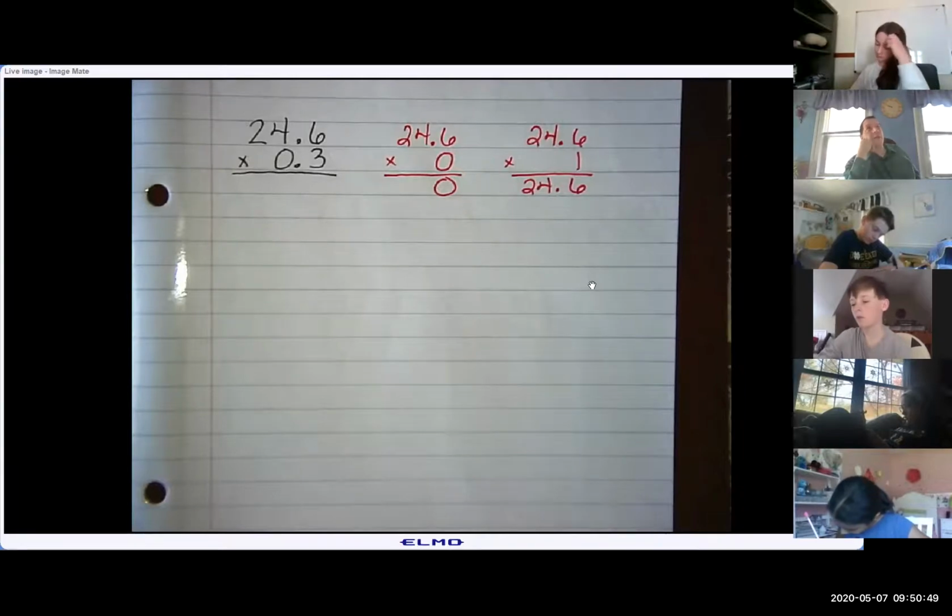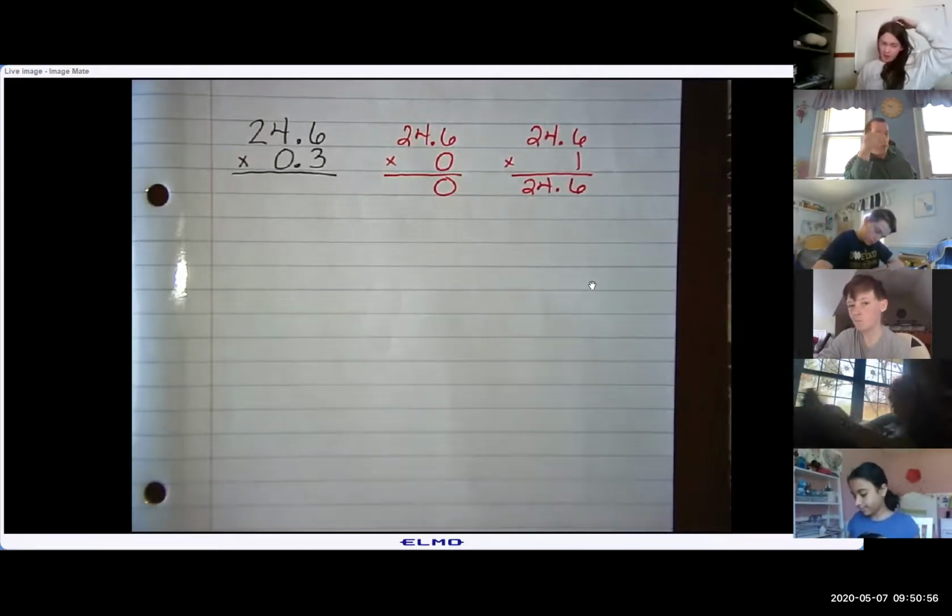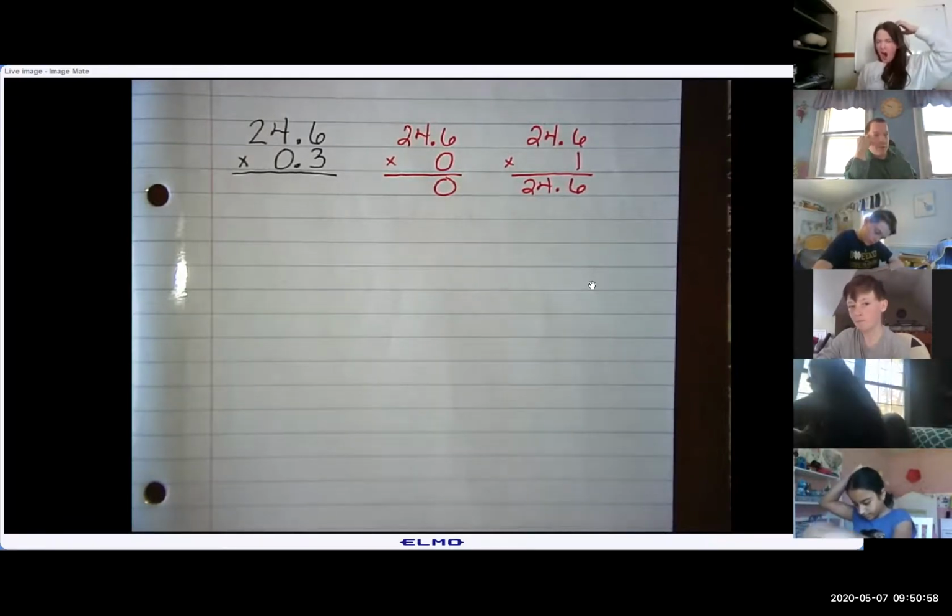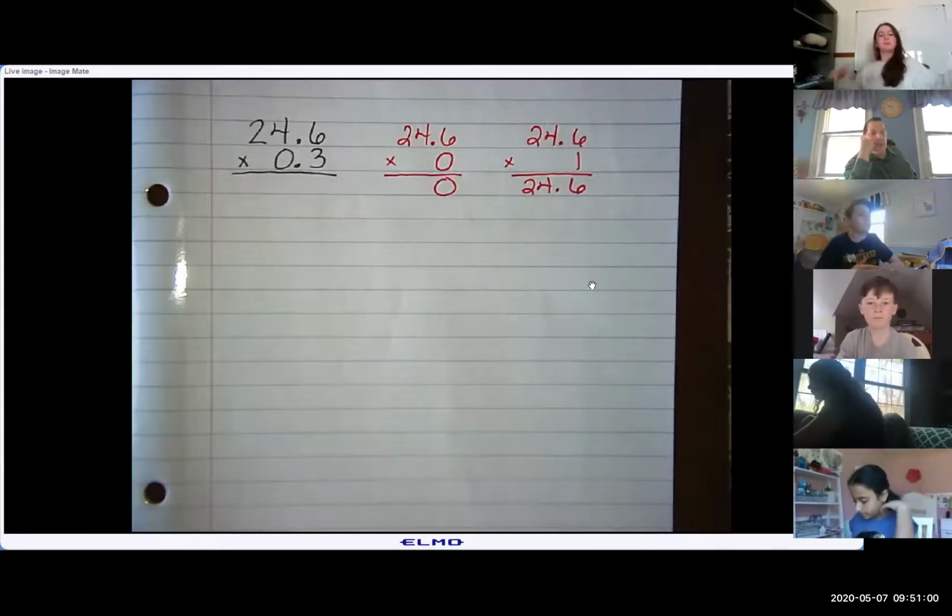So if you're multiplying 24 and 6/10 by 0, you get 0. By 1, you get 24.6. So your answer must be somewhere in between 0 and 24.6.